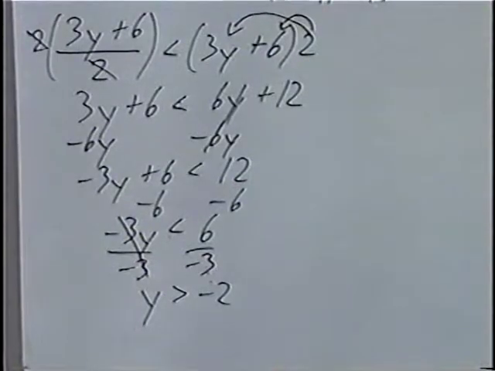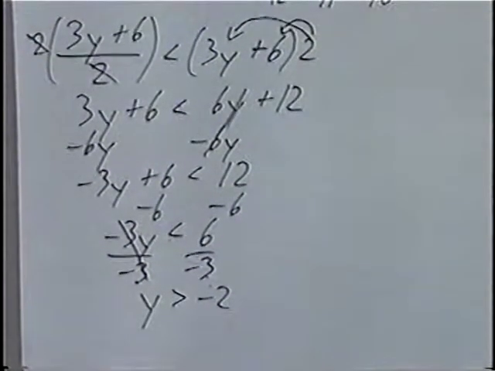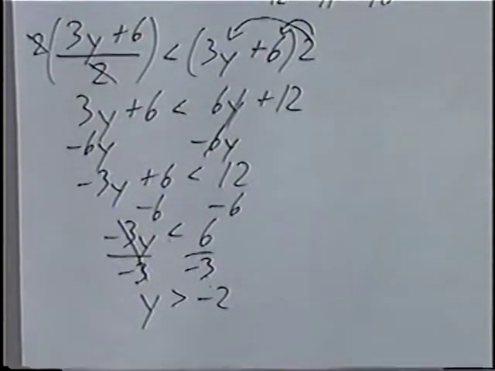The rule on inequalities, if you divide by a negative number or if you multiply by a negative number, the inequality would flip. So our answer is y is greater than negative 2.